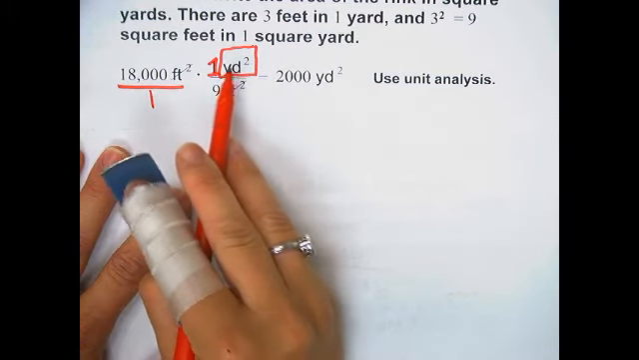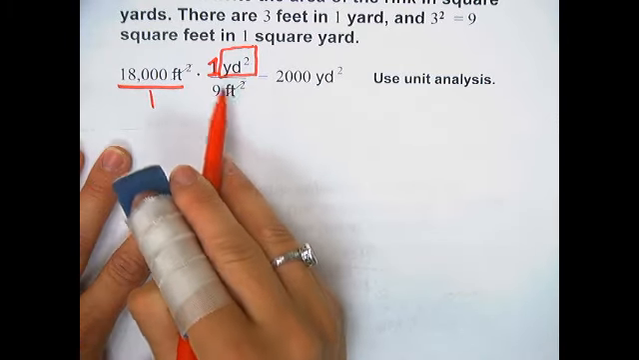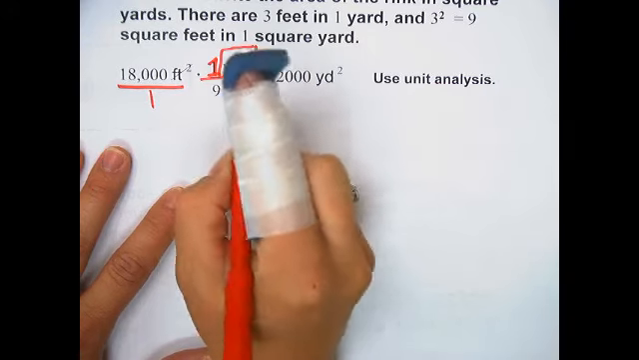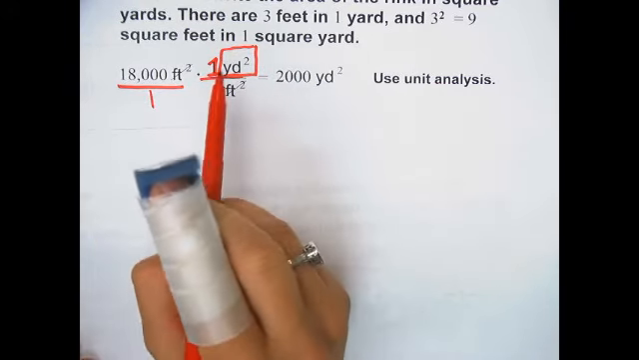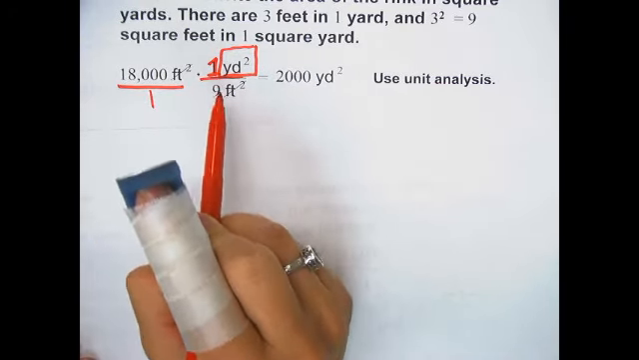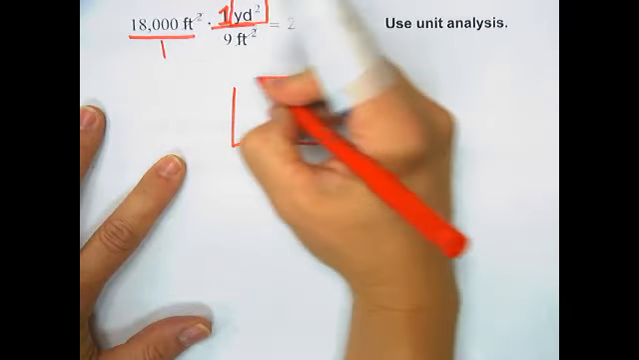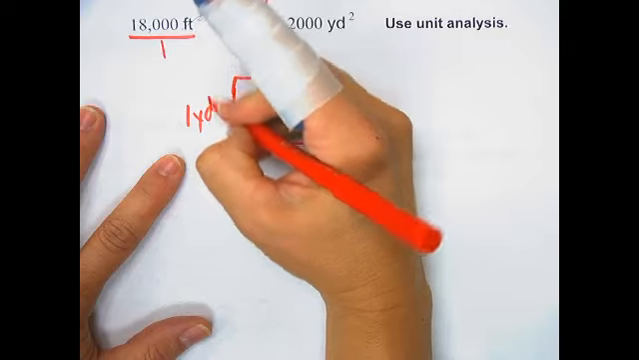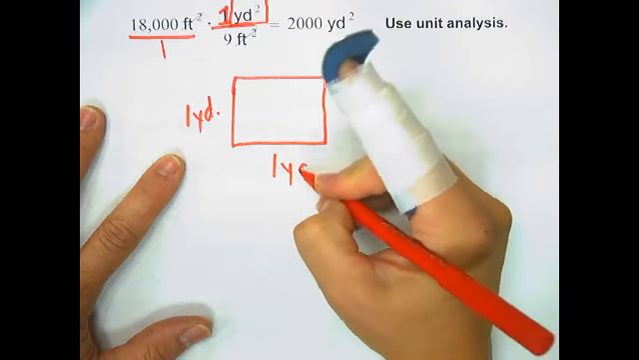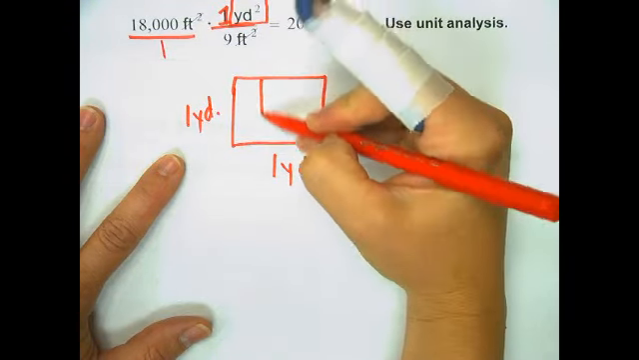Then as a review, how do we decide to put the 1 here? We always put the 1 with whichever unit of measure is larger. A square yard is larger than a square foot, so we make that 1. And then we use some reasoning. How many square feet are in a square yard? Well, there's 9.